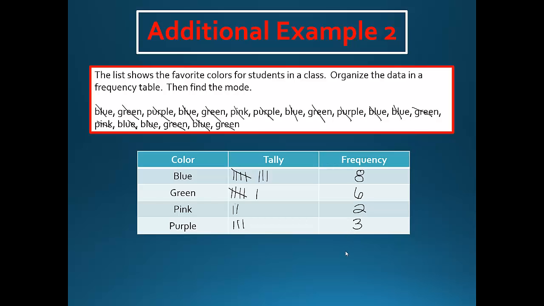So now I can use my frequency to determine my mode. My mode will be the one that appears most often. 8 is my largest number, and that would be blue. So my mode is blue.